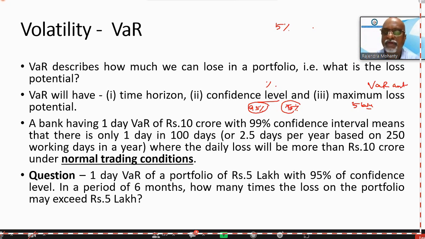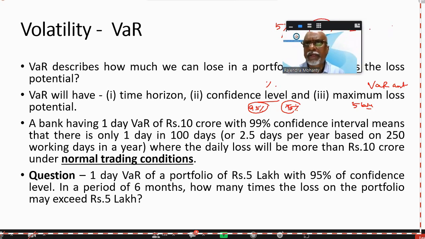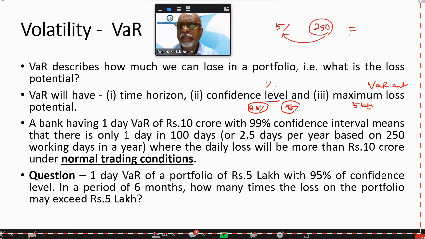So we know that for VAR or volatility calculation, how many days are in a year? 250. So out of these 250 days, only 5% of days our loss will exceed or go beyond 5 lakh. So 5% of 250 equals how much? 12.5. Sorry, sir, 12.5 is the days for a year.